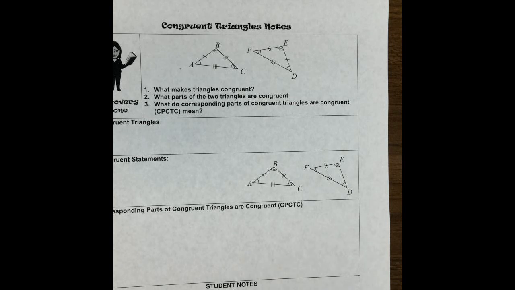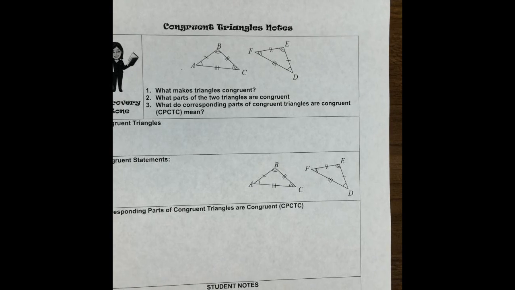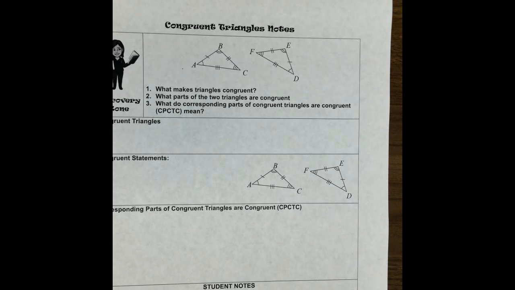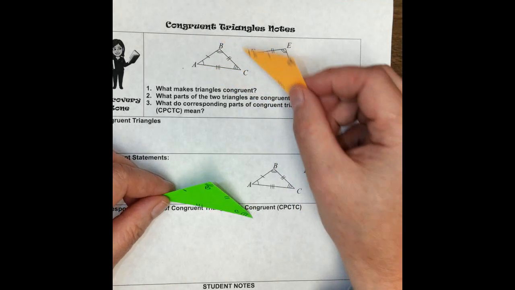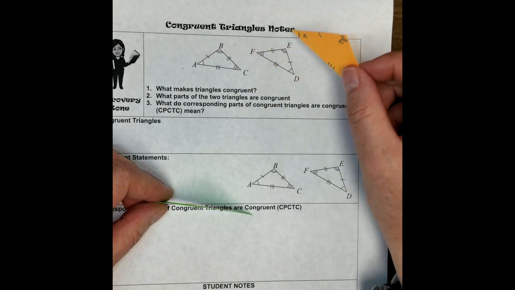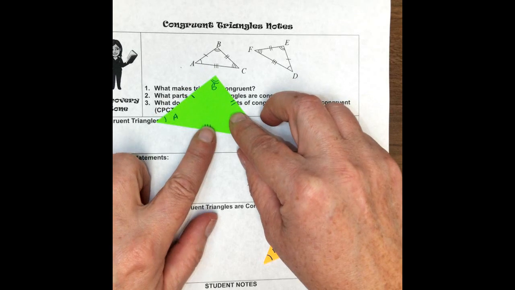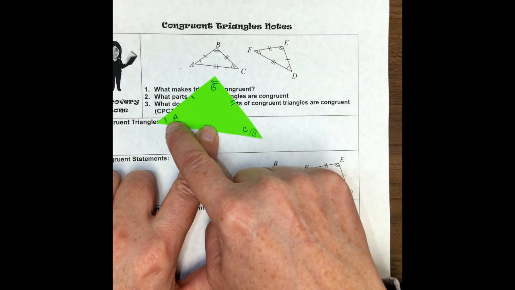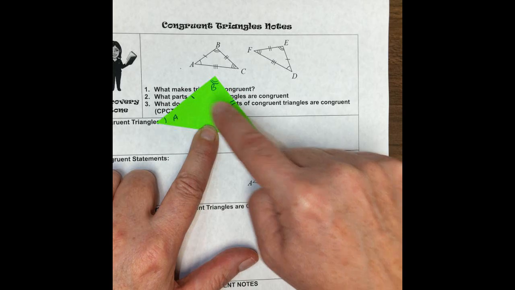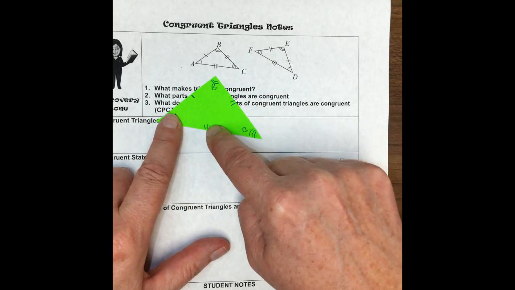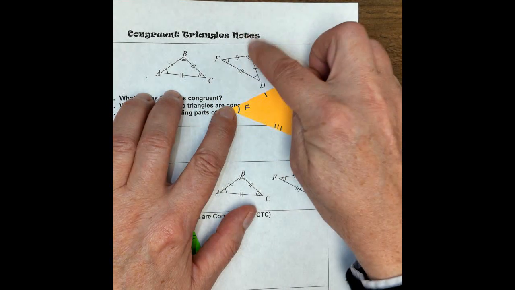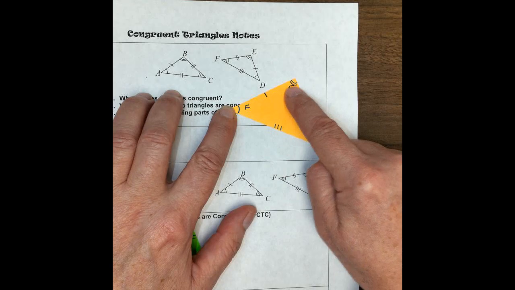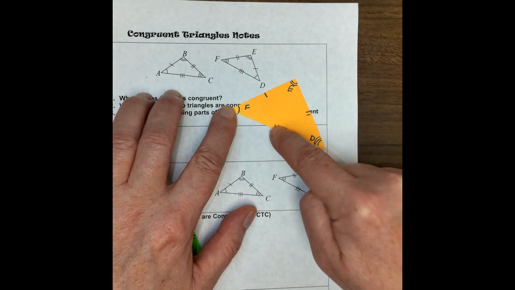Alright students, today we are going to talk about congruent triangles. So, I have two congruent triangles here. I got triangle ABC and triangle FED. Now if you notice right here, I have copied this triangle. ABC, one tick mark, two tick marks, three tick marks. And then I've got triangle FED. So FED, one tick mark, two tick marks, three tick marks.